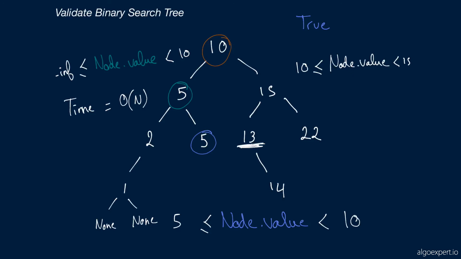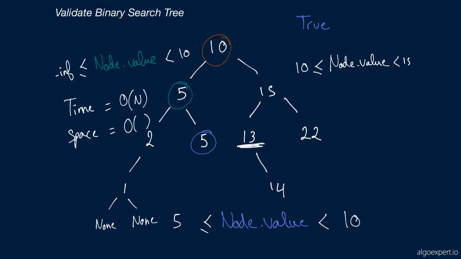And I guess it's worth mentioning that every computation that we do on a given node is a constant time computation. Like checking that the node's value is between the minimum value and the maximum value that it has, that's a constant time operation. So we've got a time complexity of O of n. Now, what about the space complexity? So the space complexity is slightly trickier.